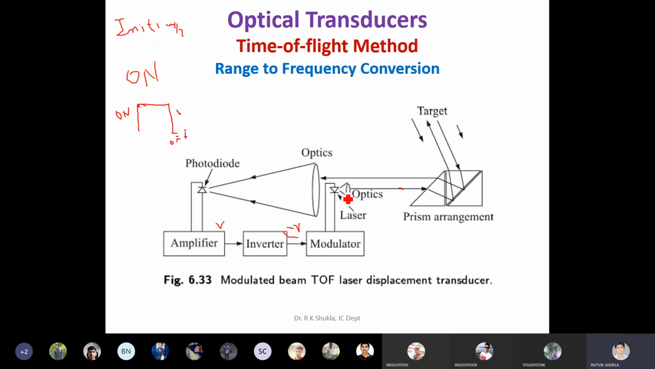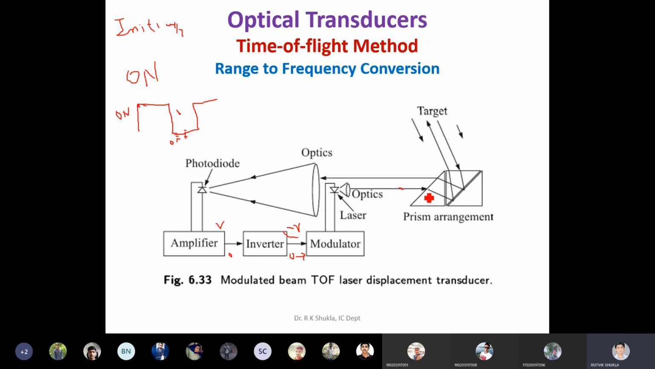Now whenever it becomes off, it means nothing is coming from here. Nothing will strike the target, which means nothing is coming to the photodiode. So in this case your amplifier output, you are not getting anything, which means it is zero. Here it is zero. The modulator gets that there is nothing coming over here. At that time, immediately it will turn on the diode.